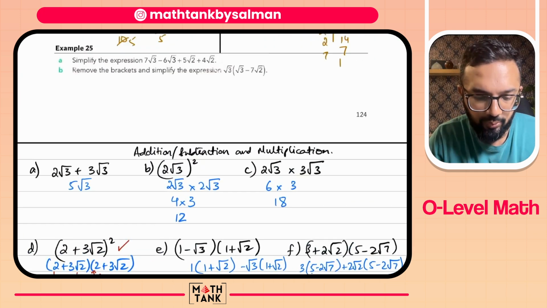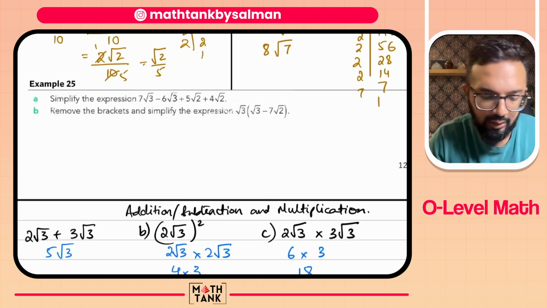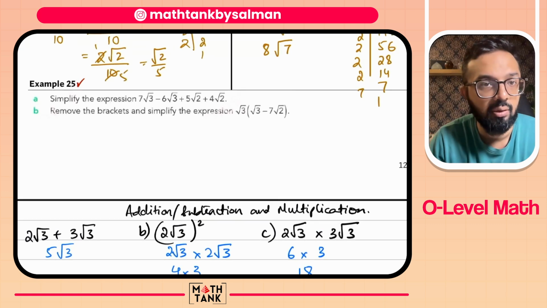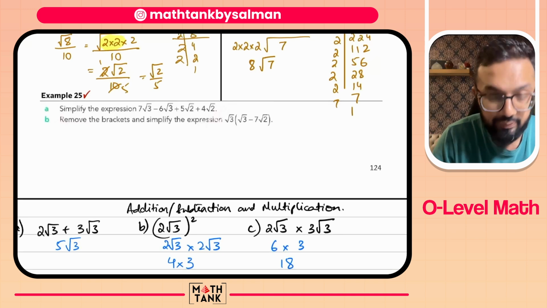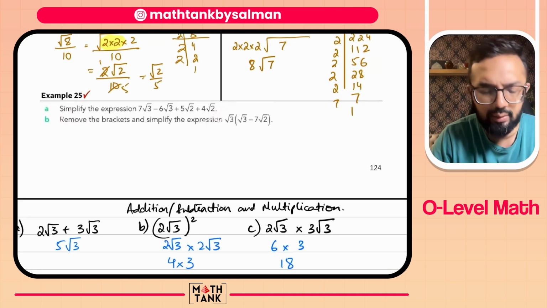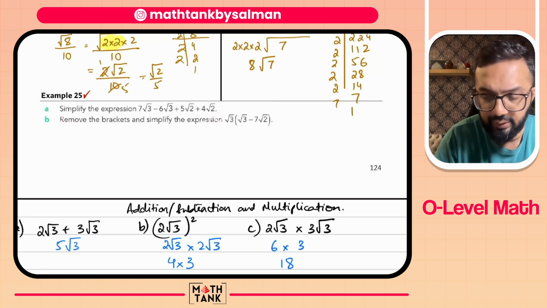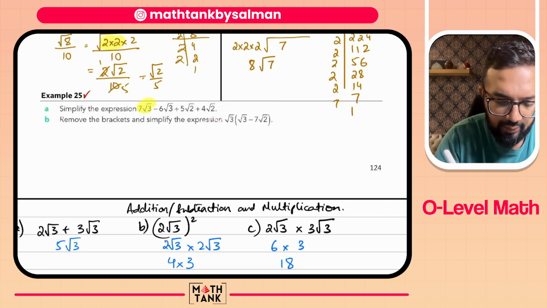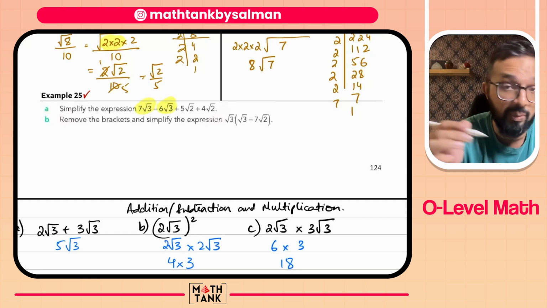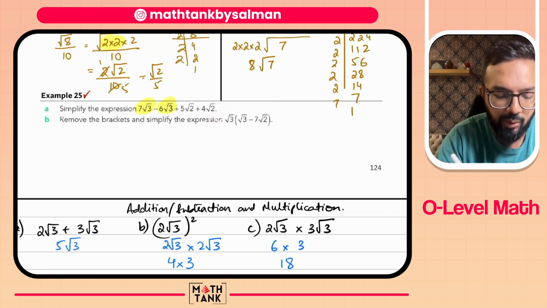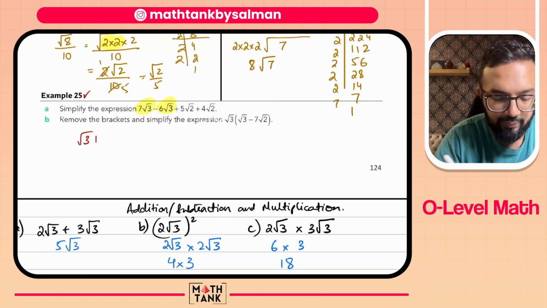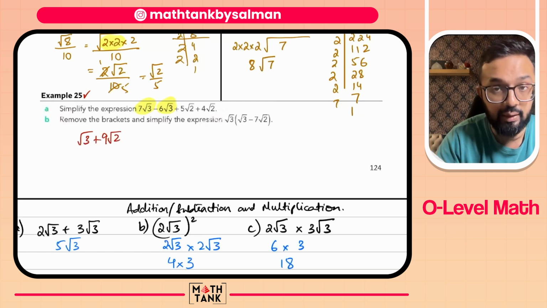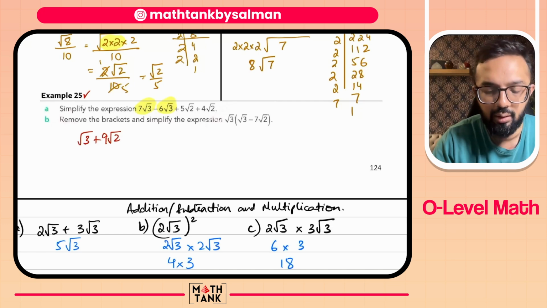Okay, I have some more questions here. Let's look at example number 25 now. It says simplify the expression. I know that some of these roots are getting added, subtracted. Let's add and subtract the ones that can be. So 7 root 3 and 6 root 3 gives me 1 root 3. I don't need to write 1, I can just write root 3. 5 root 2 plus 4 root 2 should give me 9 root 2. And that's absolutely fine. Let's look at part B.